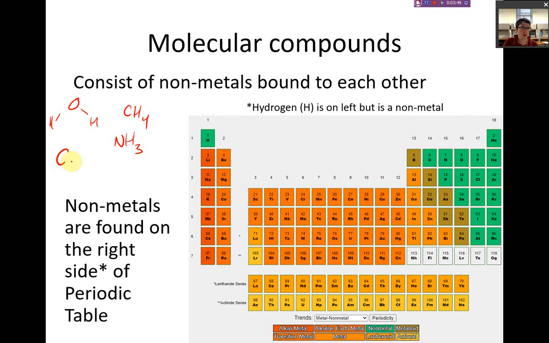There are things like C2F2. This is a freon compound, and this is a molecular compound. So the main point here is that we have nonmetals that are bound to each other.